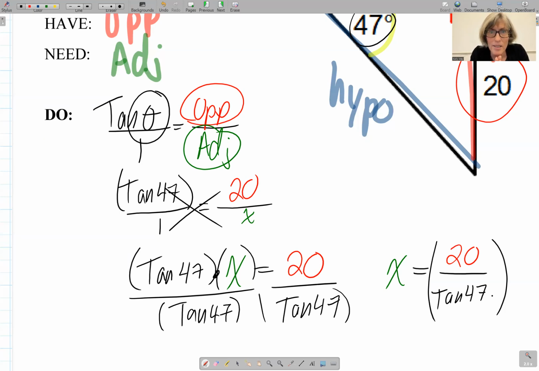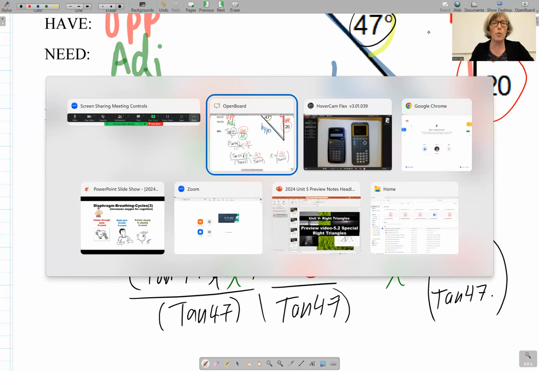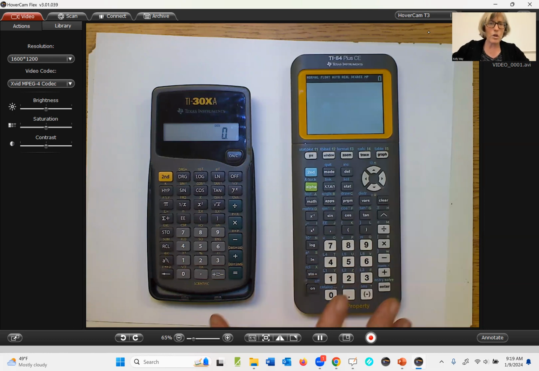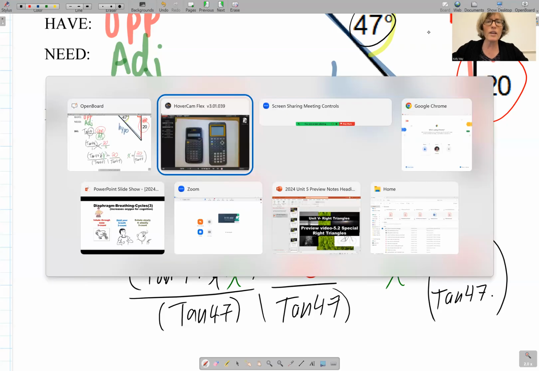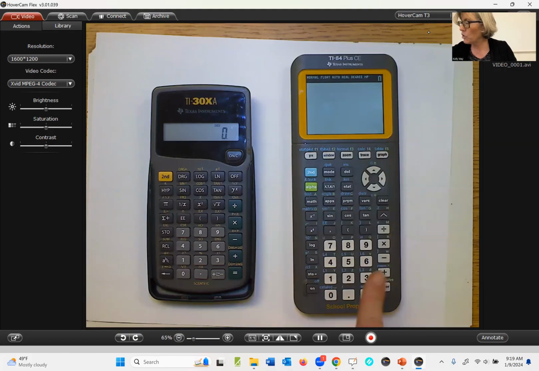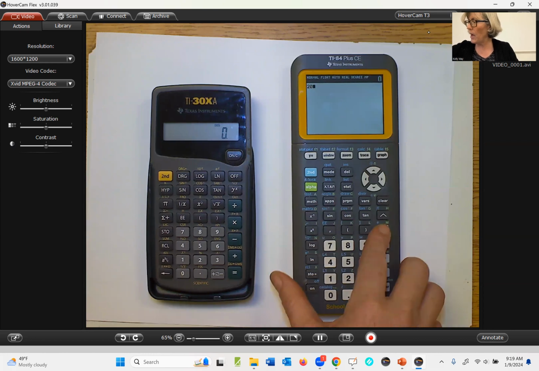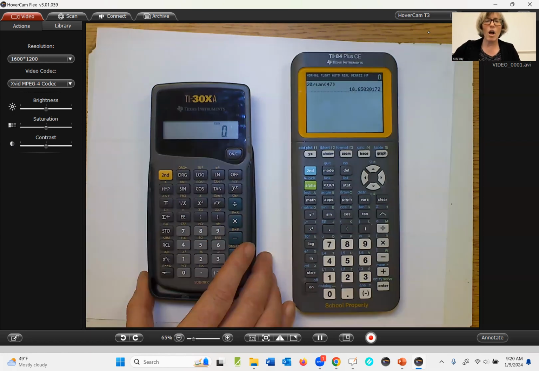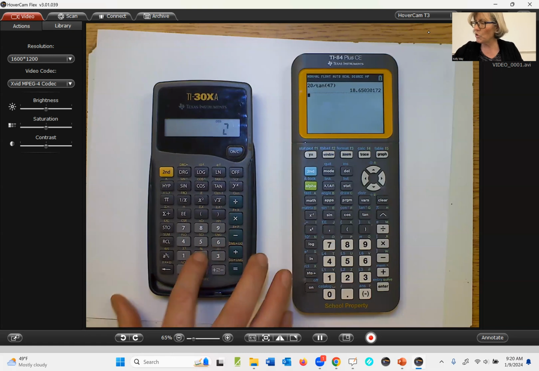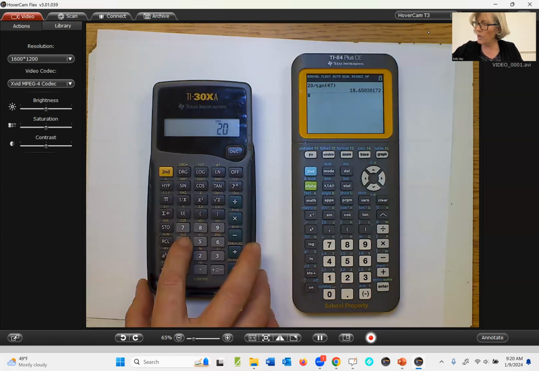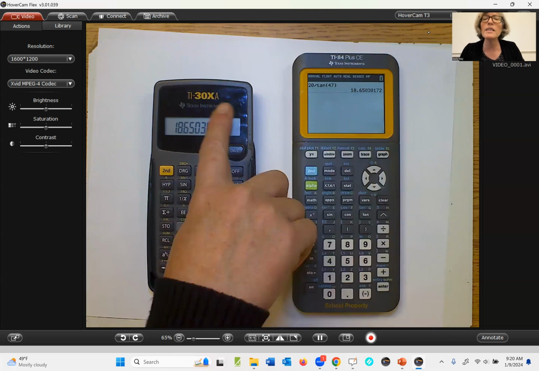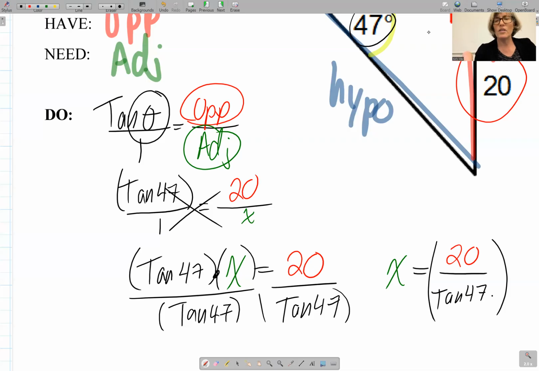So now you have x by itself. X equals 20 over tan 47. This is what it looks like on the right-hand side. So it's going to be 20 divided by tan 47. Follow along. You hit 20 first, divided by tan 47. See that? Enter. On the right-hand side, it's 2 steps. You do 20 first, divided by 47 tan equals. You should be getting the same thing. Make sure you get the same thing as me, 18.65. So x equals 18.65.